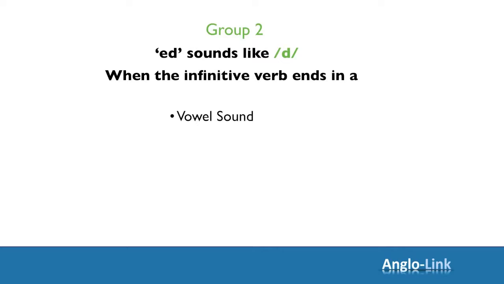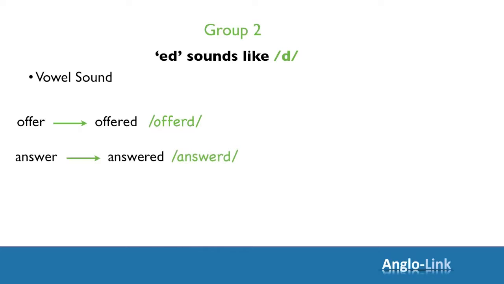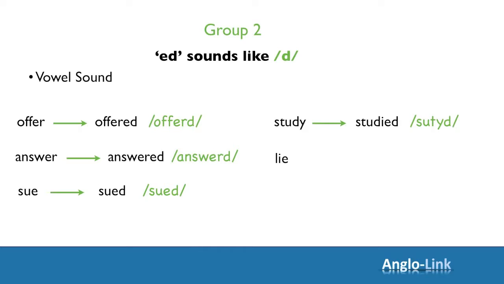Right, let's look at group 2, when ed sounds like d. This happens in two cases. When the infinitive verb ends in a vowel sound or a hard or voiced consonant. Let's look at some examples of vowel sounds. Offer. Remember that in British English, the R at the end is not pronounced, so the last sound is an uh. Offer. Offered. Another example with R at the end. Answer. Answered. Sue. Sued. Study. Studied. Lie. Lied. Show. Showed.